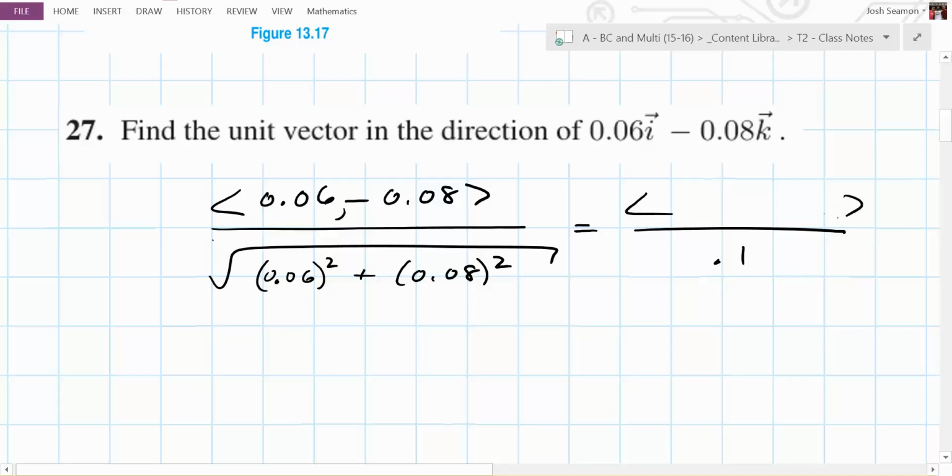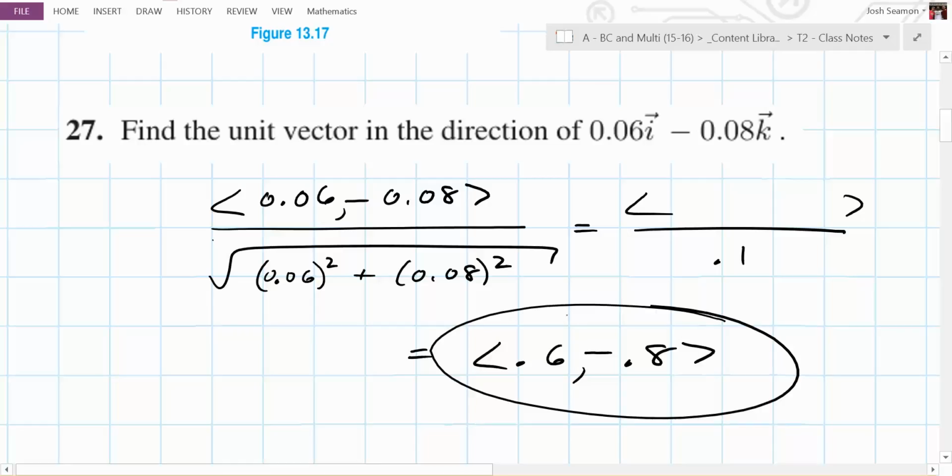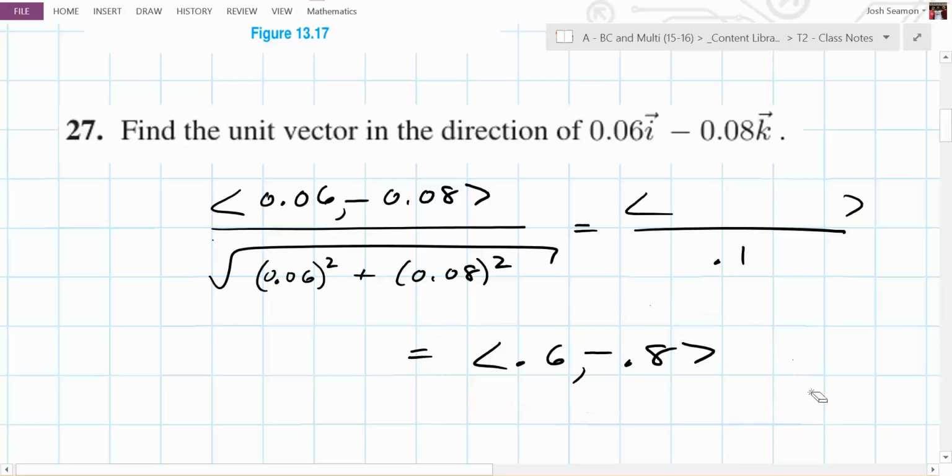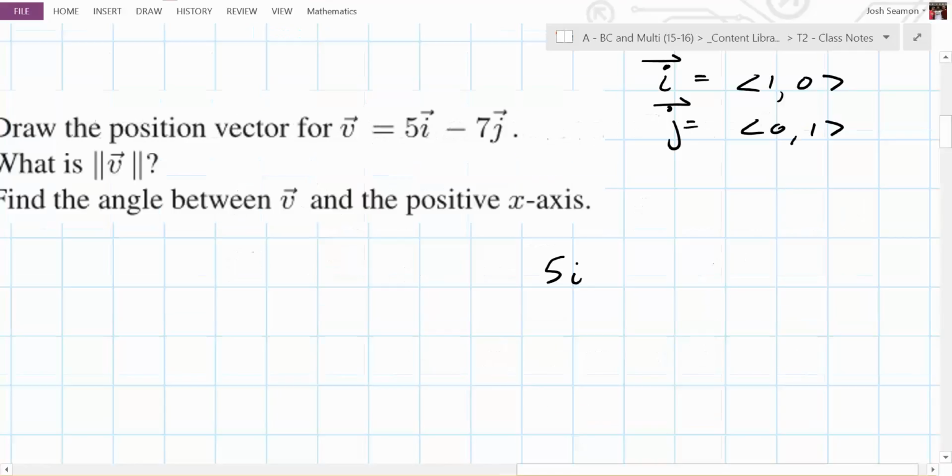So you have that same vector right there. What does the vector turn out to be? 0.6 comma negative 0.8. That's in the same direction, but what's the magnitude of this one right here? 1. Correct. Nice.